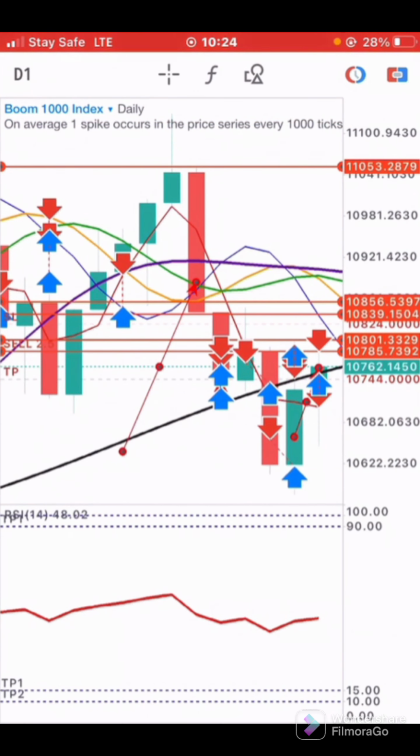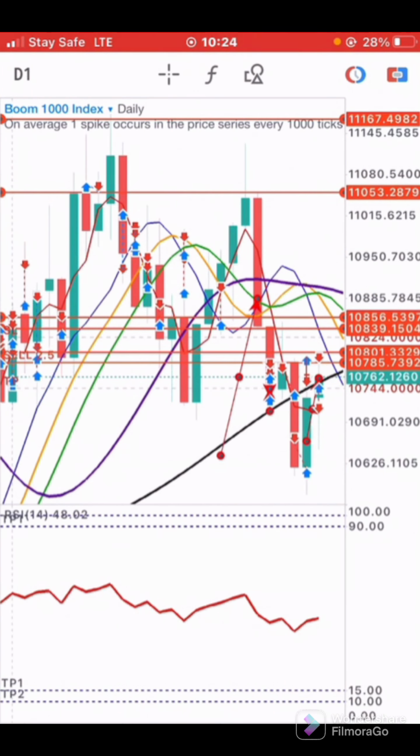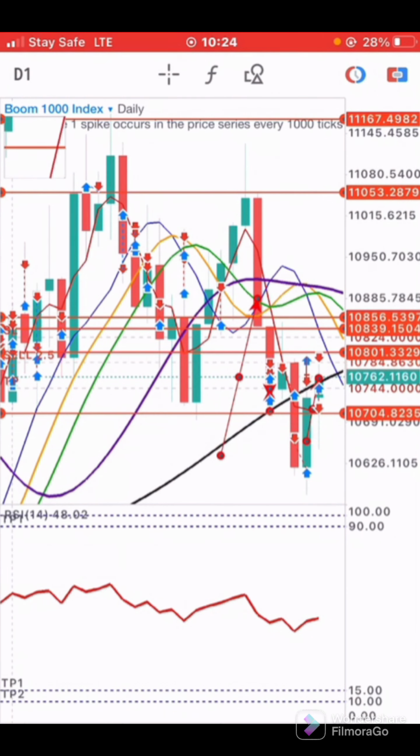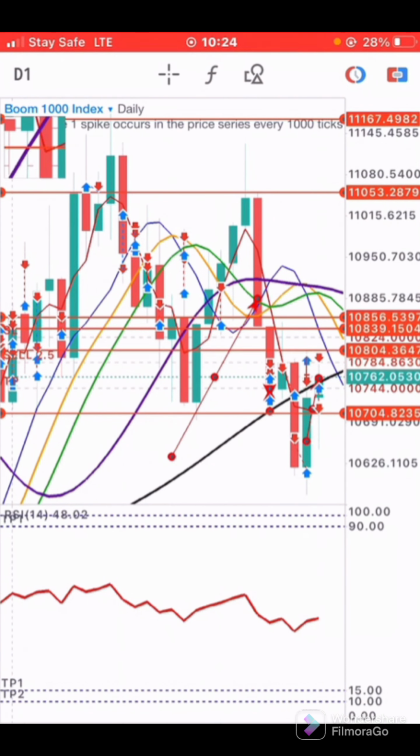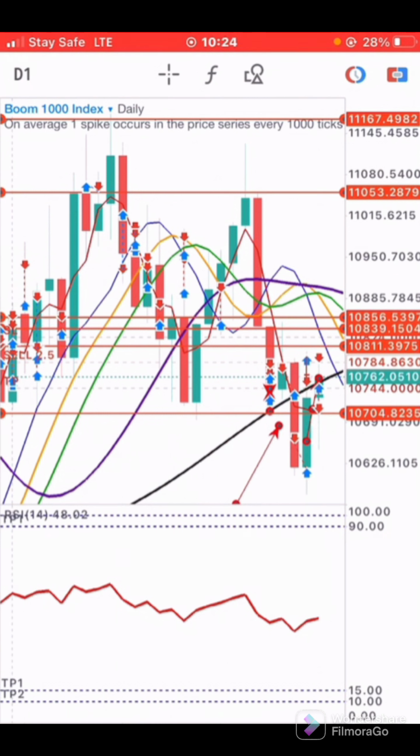You see, the daily chart is also telling us that after this market breaks out this moving average, that means there is a change in trend now. Market has already broken out the 50 moving average, sorry, this black moving average. So that means there's a breakout now, change in trend.